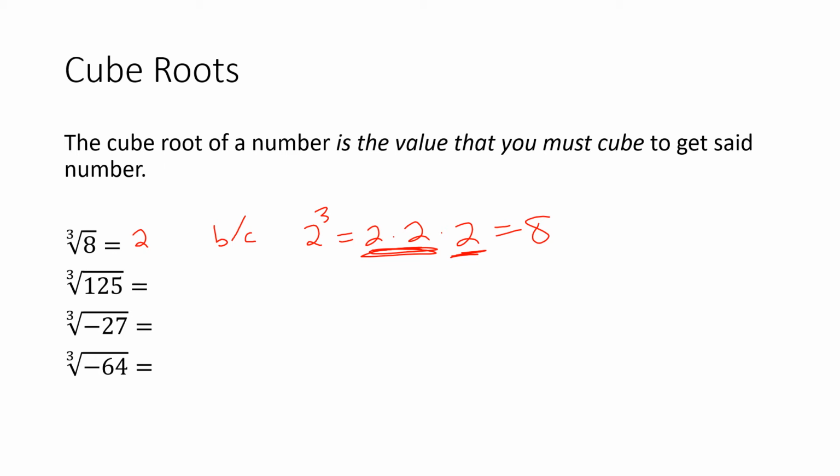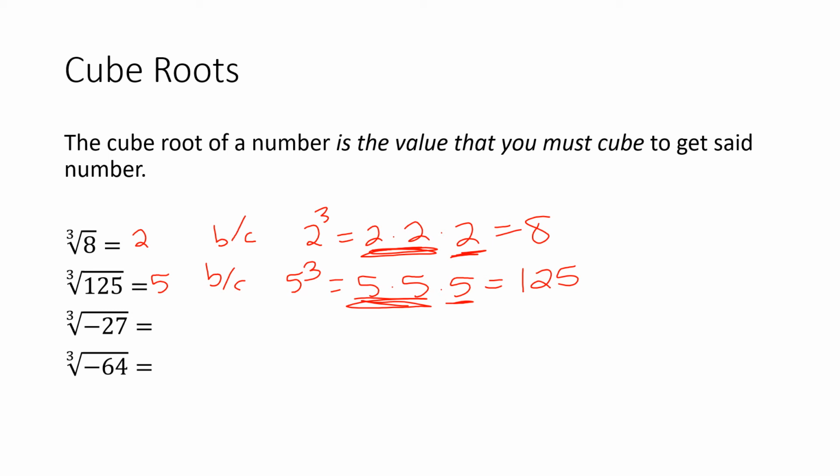Okay, so apply the same principle to the cube root of 125. So you're looking for what number could you raise to the third power that would get you 125. The answer here would be 5 because if you do 5 to the third, 5 times 5 times 5, you get 125. 5 times 5 is 25, times 5 again is 125. So the cube root of 125 is just 5.